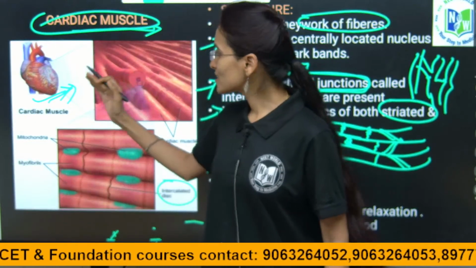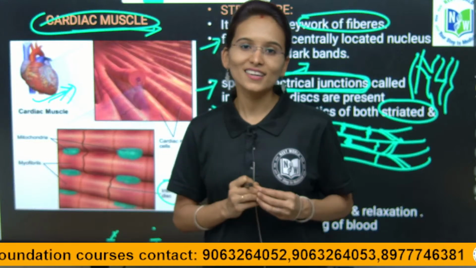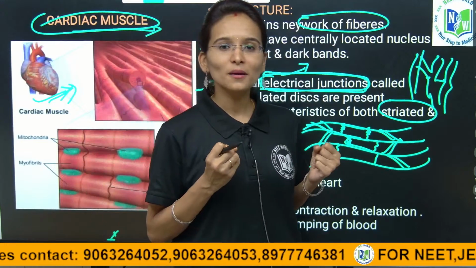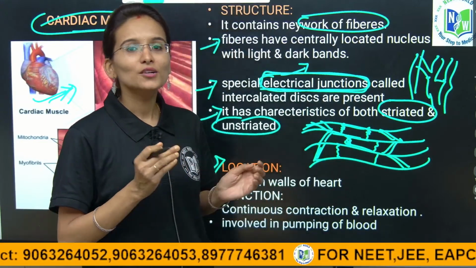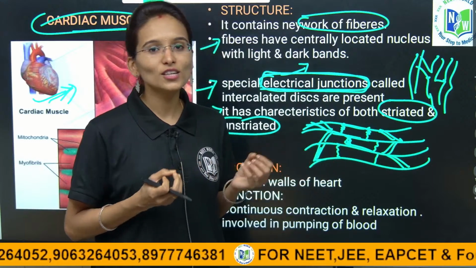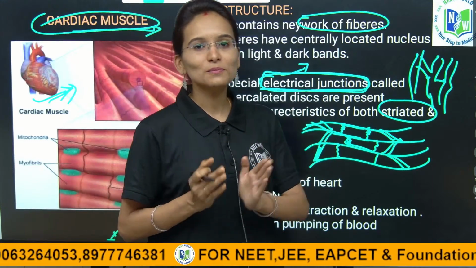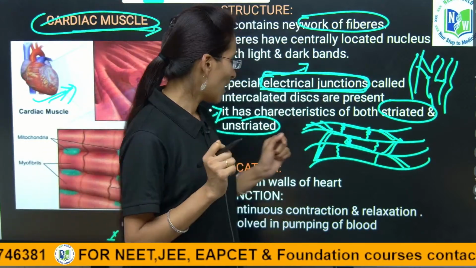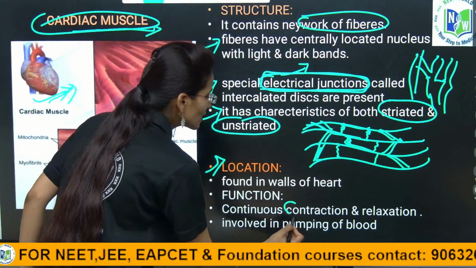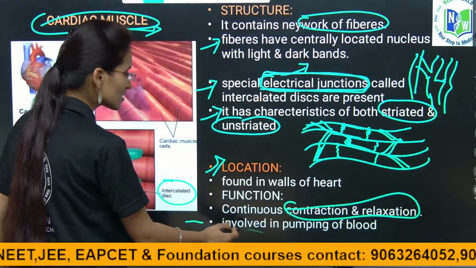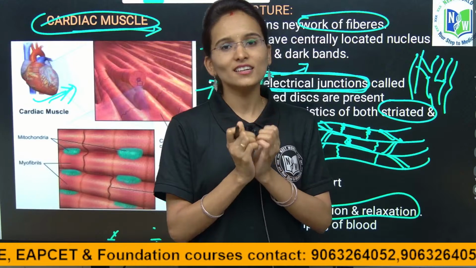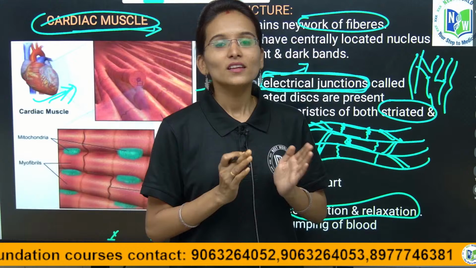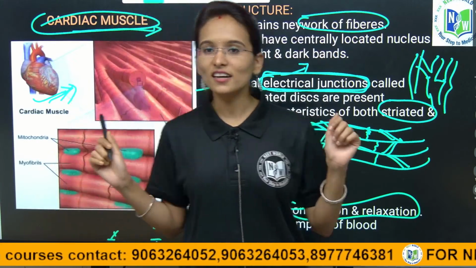So when this cardiac muscle is present inside the heart, what is the main function of the heart, students? Just to pump the blood, right? Just to pump and transport the blood, to receive the deoxygenated blood, and to transport the oxygenated blood. This is the main major function of the heart. So it shows continuous contractions and relaxations. Due to the continuous contractions and relaxations only, it pumps the blood throughout the body. Clear with the concept, clear with the cardiac muscle?